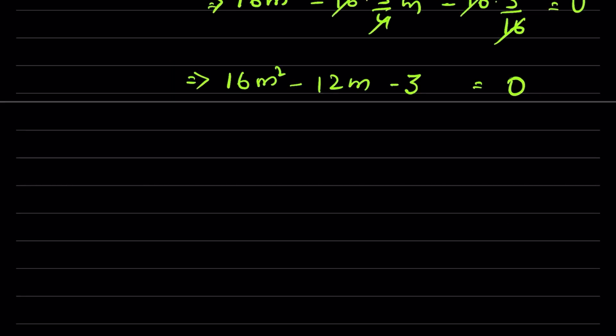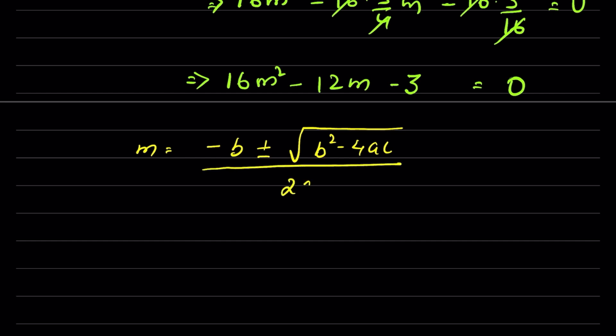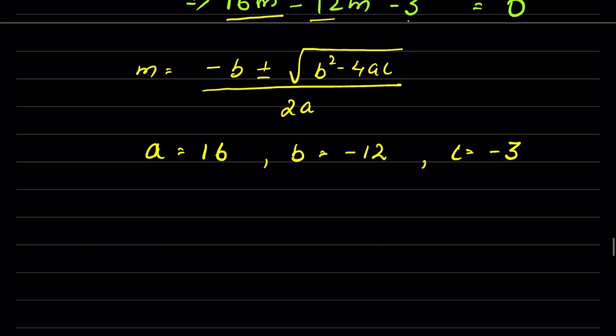Now to find the roots for this quadratic equation, we are going to use the quadratic equation formula, where m is equal to minus b plus minus square root of b square minus 4ac upon 2a, where a here is the coefficient of m square, that is 16, b here is the coefficient of m, that is minus 12, and c here is minus 3. So let's find the roots.